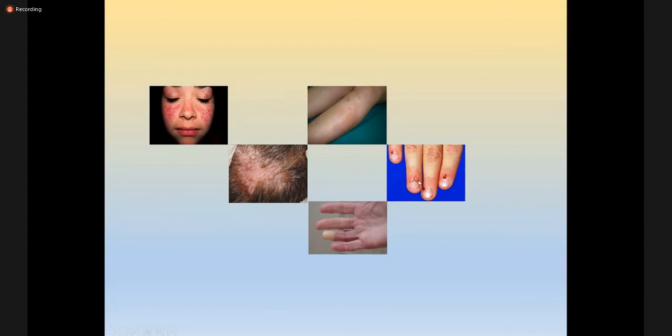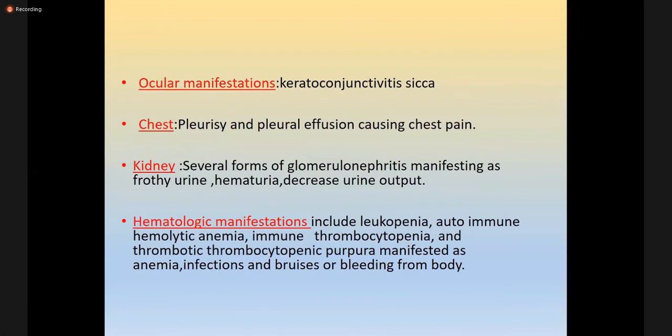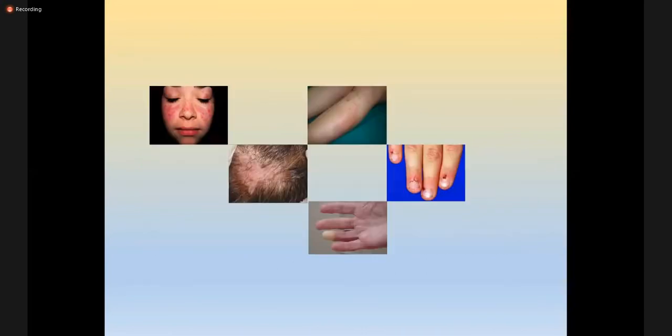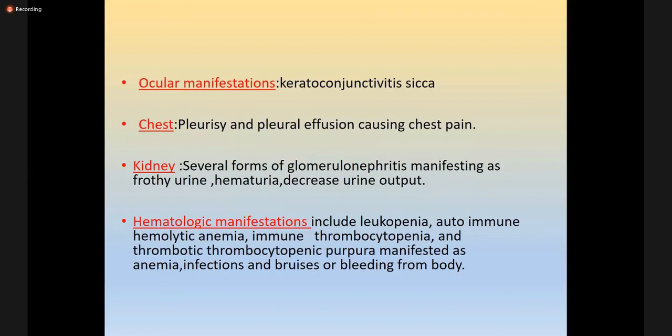And this one shows the nail fold infarcts, and this is the Raynaud's, in which there is discoloration of the fingers, and it has turned white, right? So up till now we have discussed the involvement of the skin, then we have discussed the involvement of the joint, and now we will discuss the involvement of the eye.